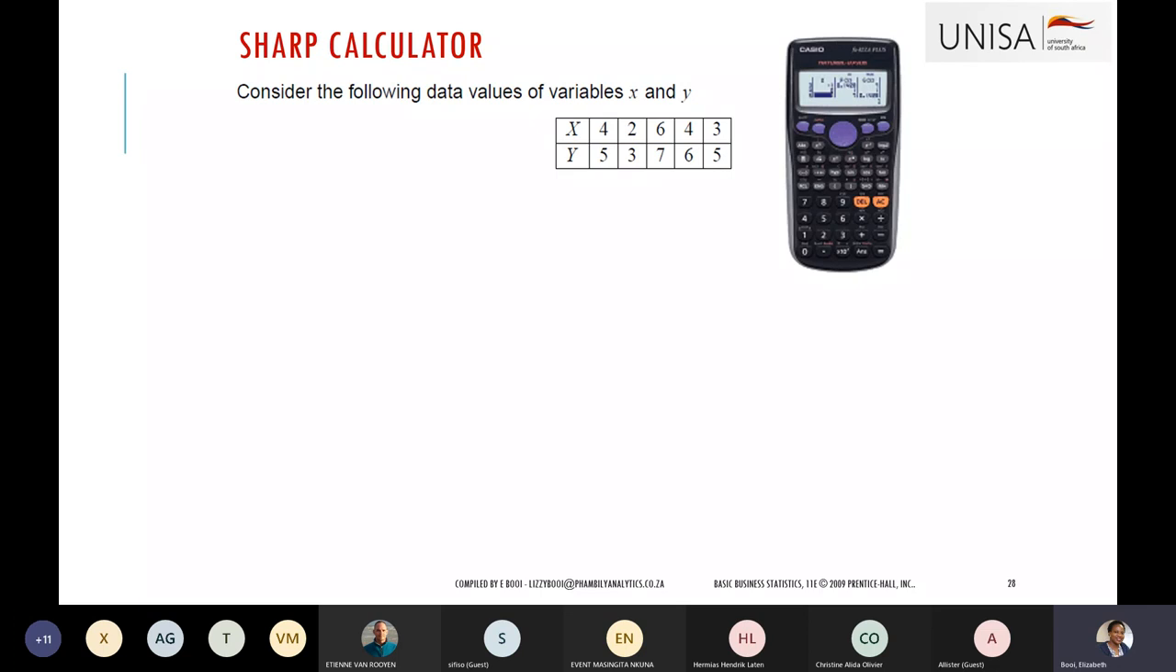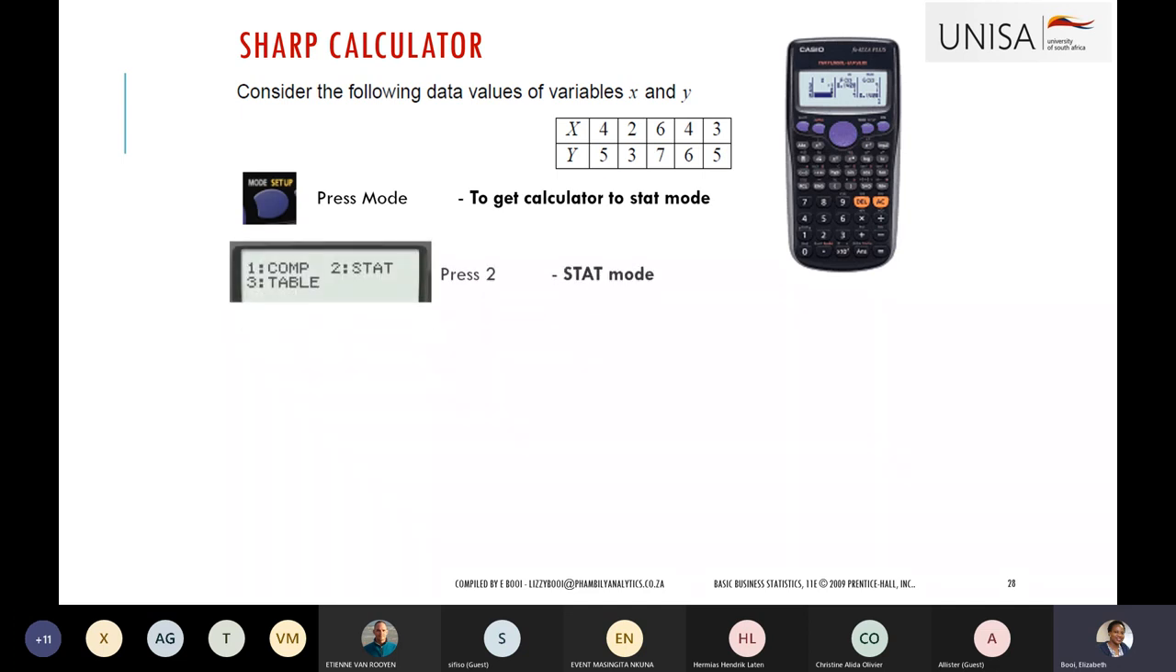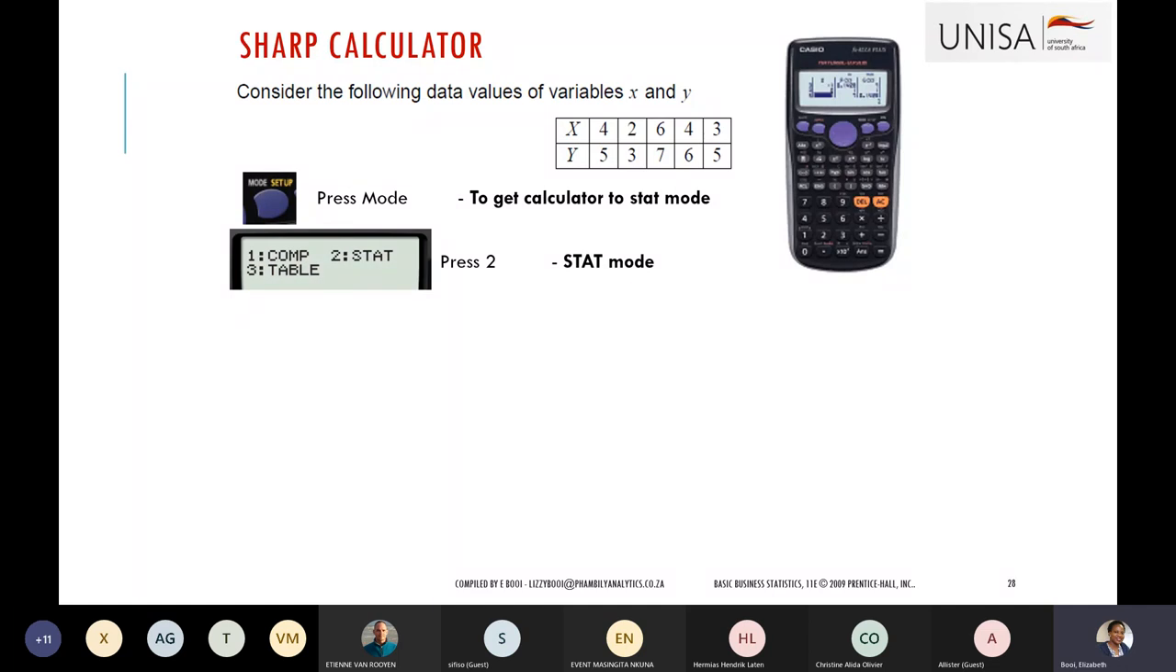So now I just want to show you on your calculator, we're going to use the same exercise that we did. I'm not going to use this one because we don't have the answers for these values that I have on here. So those who are using the Casio, you will find the steps. I've added them on the slide. You press the mode function first. Then you will get a menu with one for comp, two for stat. So you will select two for stat.